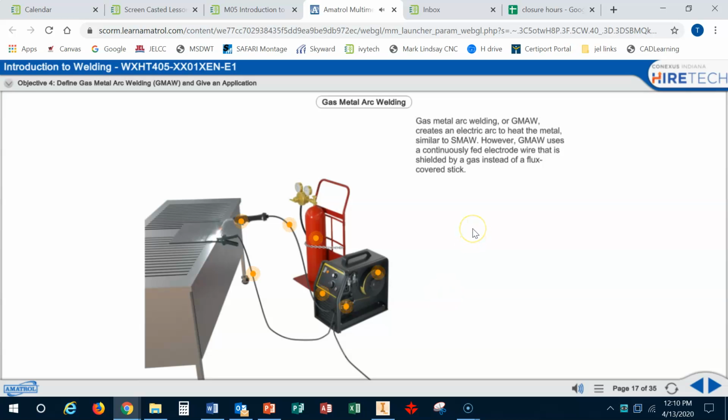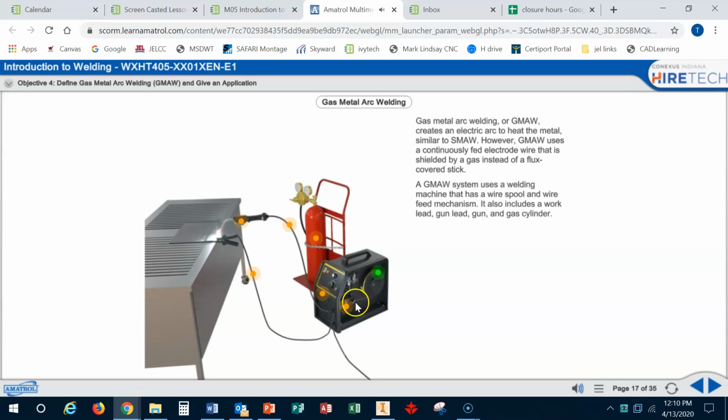Gas metal arc welding, or GMAW, creates an electric arc to heat the metal, similar to SMAW. However, GMAW uses a continuously fed electrode wire that is shielded by a gas instead of a flux-covered stick. A GMAW system uses a welding machine that has a wire spool and wire feed mechanism. It also includes a work lead, gun, and gas cylinder.